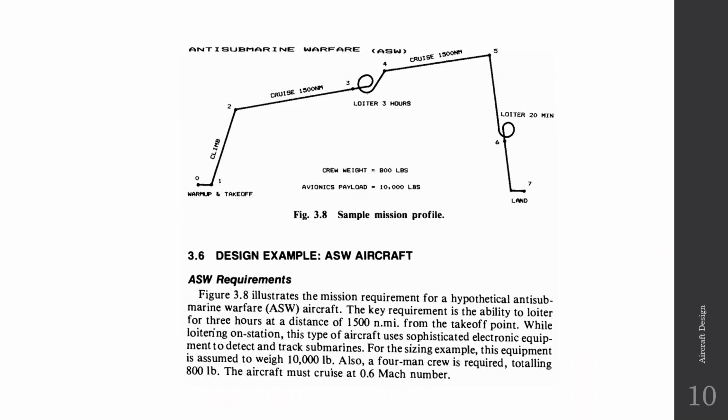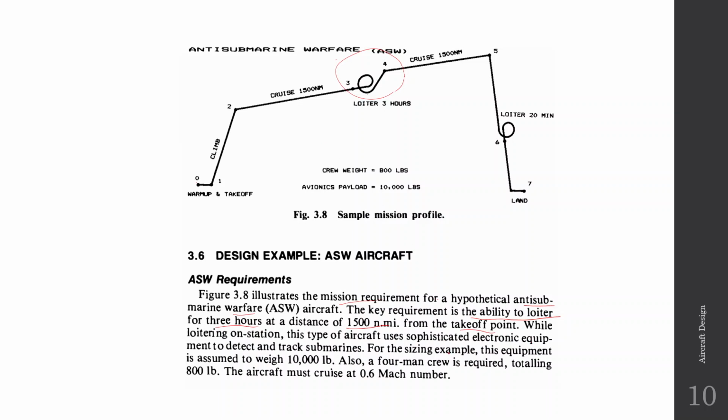So this is the example, and it is taken again from Raymer's book. In this example, we have to design an aircraft which consists of these segments. It is written here that it illustrates the mission requirement for a hypothetical anti-submarine warfare aircraft. The key requirement is the ability to loiter for 3 hours at a distance of 1500 nautical miles from the takeoff point. This section between 3 to 4 is the key requirement of the aircraft.